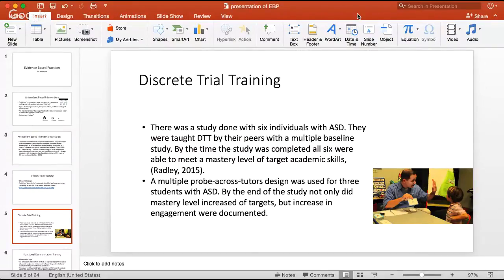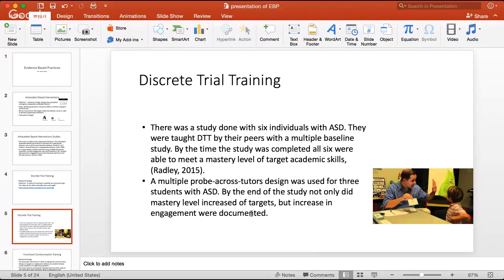And if you look in the right corner, you could see an example of a guy performing discrete trials with the little boy. There was also another study done. A multiple probe across tutors design was used for 3 students with ASD. By the end of the study, not only did mastery level increase of targets, but increase in engagement were also documented with the individual who was teaching the discrete trials.